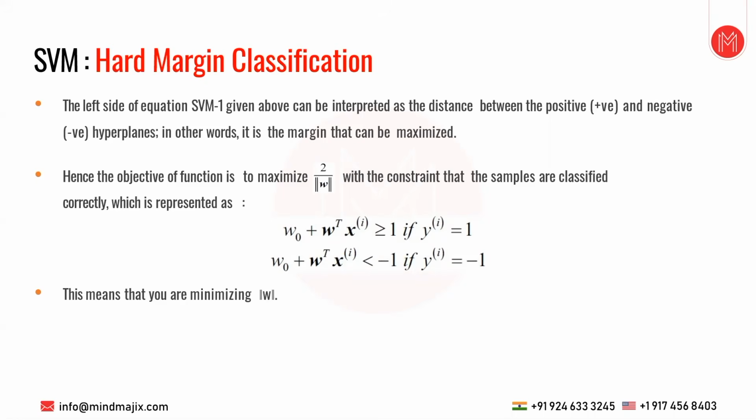At the same time, we try to maximize that margin with the constraint that the samples are classified correctly, which is represented as W0 plus W transpose X of i greater than or equal to 1 if Y of i is equal to 1. Minus 1 also works here for the negative class. This means that you are minimizing the magnitude of weight. So for minimizing the magnitude of weight, you have to go like that.